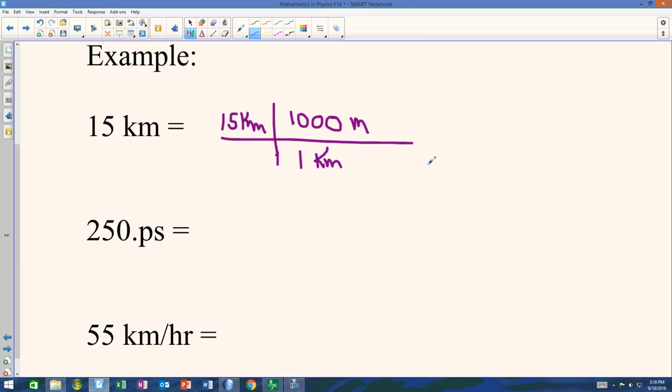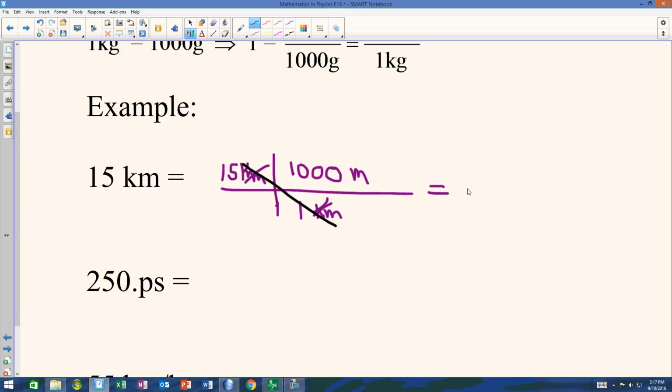Okay? So now when I multiply these two together, you may be asking, wait a minute, Dr. H, why did you put 1,000 on the top and the kilometers on the bottom? Well, I want meters and I want to get rid of kilometers. So remember, the units have to cancel out. Whatever you want, you put on the top, and whatever you want to get rid of, you put on the diagonal. Okay, so notice it's diagonal. So here's your diagonal, and it cancels out. Okay, so I end up with 15 times 10 to the 3 meters.